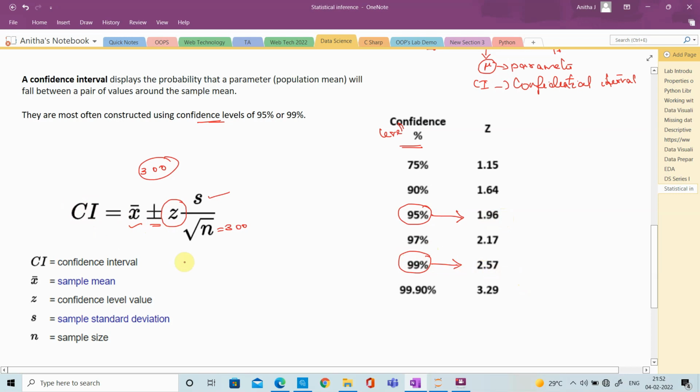So it is plus or minus. You have a lower range and an upper range. Your mean lies between them, and we are estimating that our population mean also lies between this confidence interval.